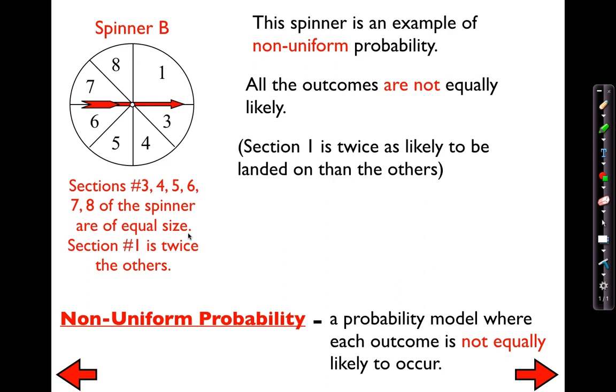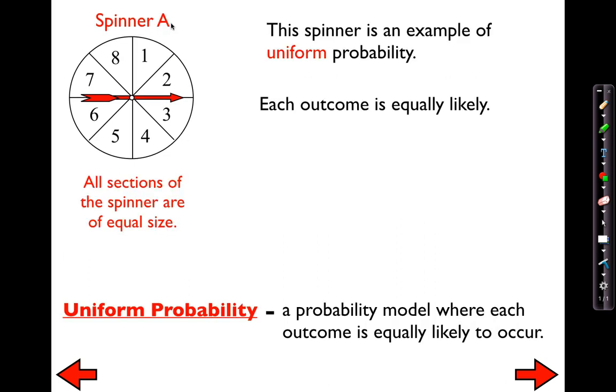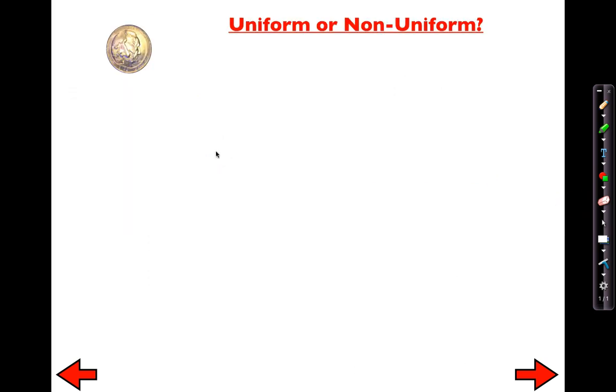So if you're thinking about a game, this would be unfair because 1 would have a more likely chance of getting spun on. But if you compare it to spinner A, let's go back real quick. If you compare it to spinner A, each number is equally likely to be spun on. So with that said, let's go ahead and try an example.